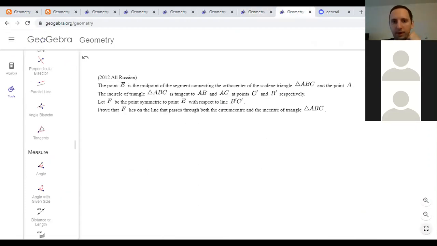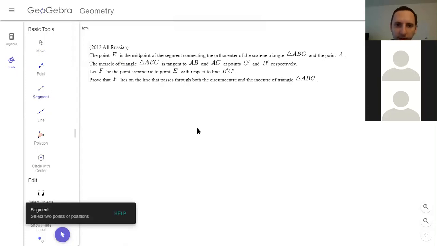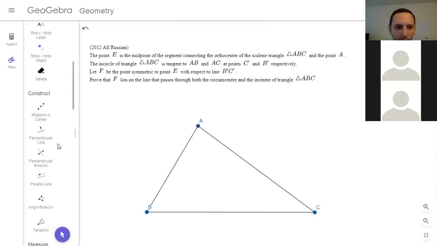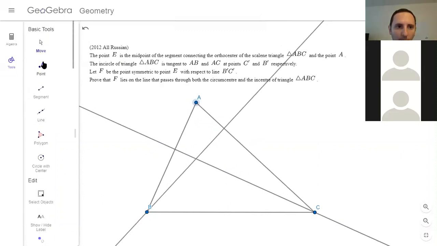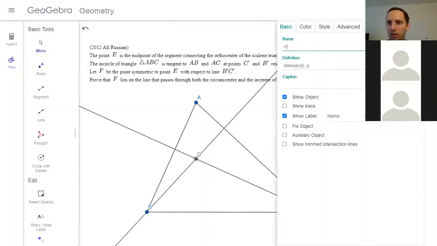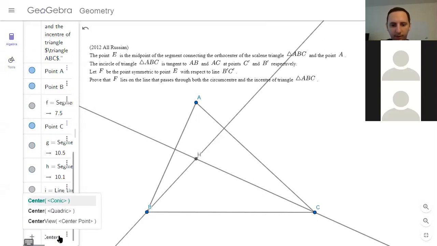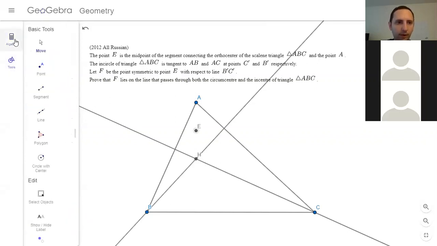All right. So this one looks kind of interesting. So, all right, we have a little over an hour left. So E is the midpoint of the segment. All right, so I'm going to draw the orthocenter. Okay, so E is the center of A and H. The incircle of triangle ABC.